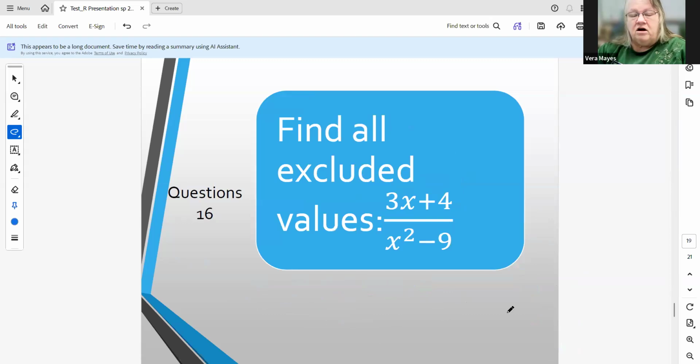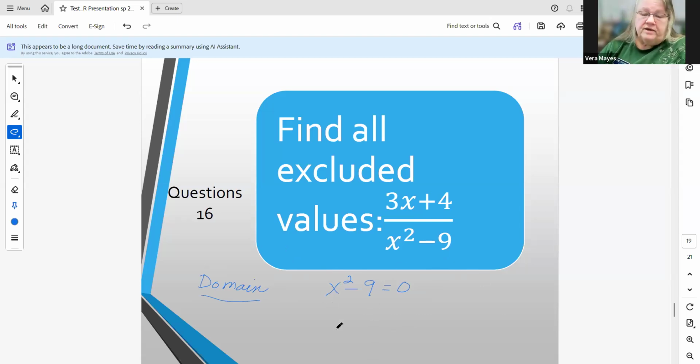All right, so find all excluded values. So the one thing we need to remember, until we get to calculus, we have to be really picky about remembering that we cannot divide by 0. So what we're doing is we're really finding our domain because we're finding the values. What can we use for x? So in this case, we're looking at the bottom and we're going to set it equal to 0 so that we know which of our x values we are not allowed to use.